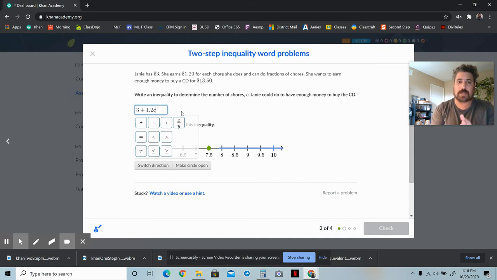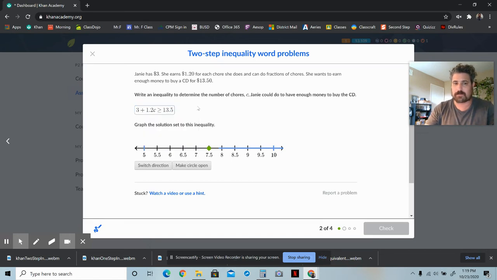Now we're going to compare that to what she wants to raise. She wants to buy a CD that costs $13.50. So she needs to earn at least $13.50, right? She could earn more than that, but she has to earn at least $13.50. So that means that this dollar amount that she has on the left needs to be greater than or equal to the dollar amount she wants to target, 13.5. So this is your inequality, all right?